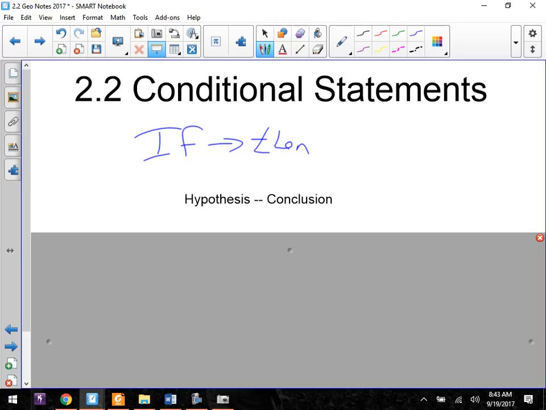Yeah, right. I can give a counterexample. I'll wear plaid shorts any day.